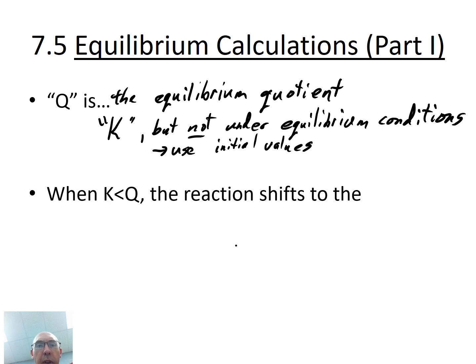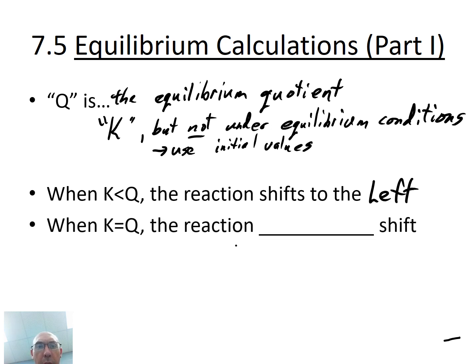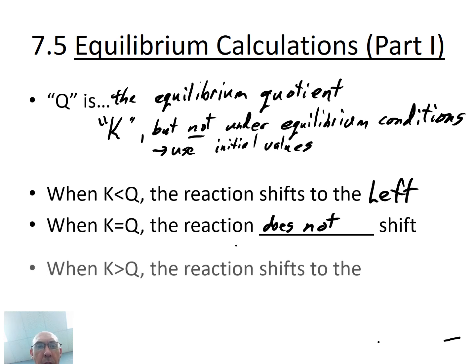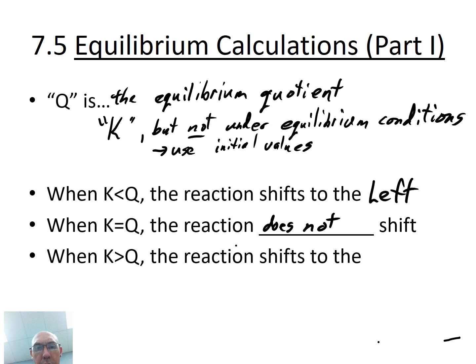When the value of K is smaller than Q, the reaction will shift to the left. When K equals Q, the reaction does not shift. Why? It's at equilibrium. When K is larger than Q, the reaction shifts to the right.